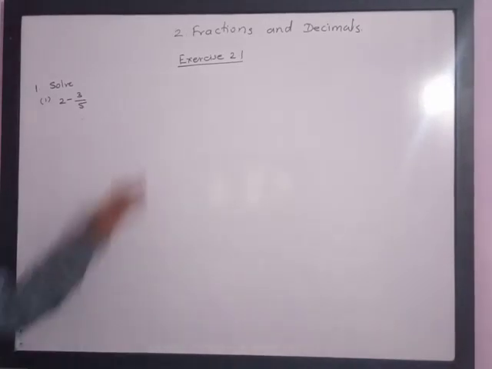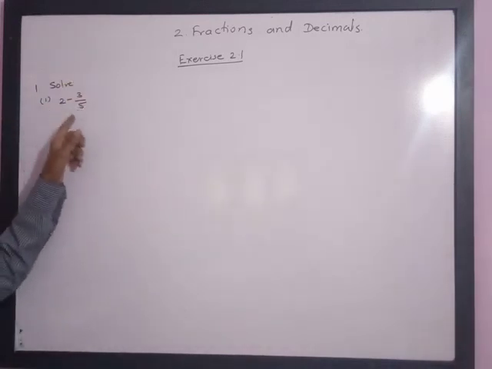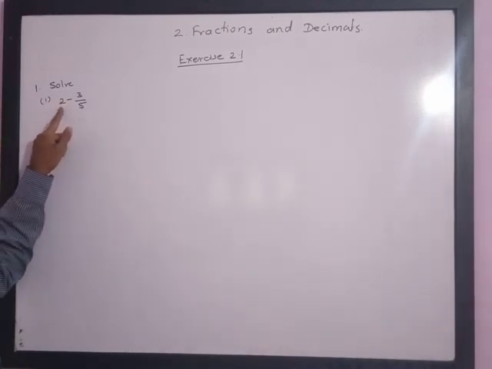Let us start with exercise 2.1. First question is solve 2 minus 3 upon 5. Please note here the denominators are not same. To make the denominators same, multiply and divide first number by 5.